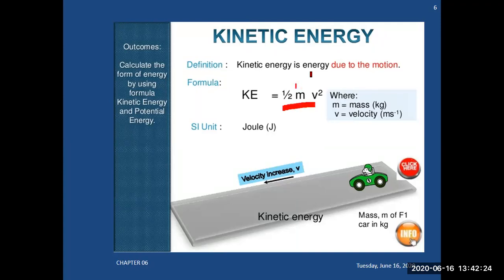m is the mass, v is the velocity, and mass is measured in kgs and velocity is measured in meters per second. The unit of this energy is joule. And how do you define joule? When a force of 1 Newton acts on a body and displaces it through 1 meter, then 1 joule of work is said to be done. And if the body is in motion, during its motion, its energy will be kinetic energy. So this is one of the examples to calculate kinetic energy.